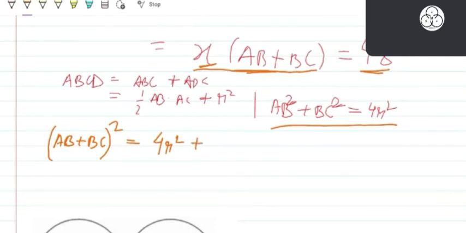plus 2 times AB into AC. Now I can find the value of AB into AC because this equals what? The area. What is the area of ABCD? 24. So 24 minus r square, into 4.